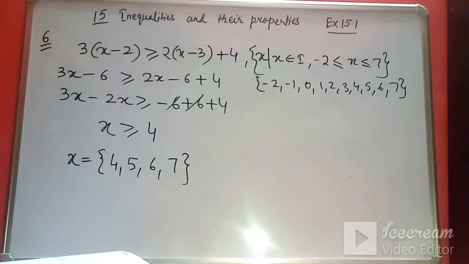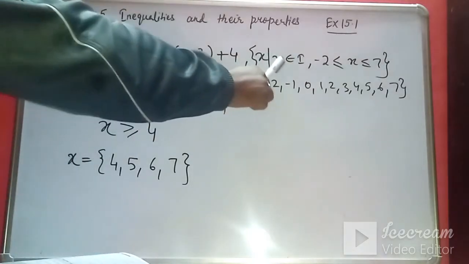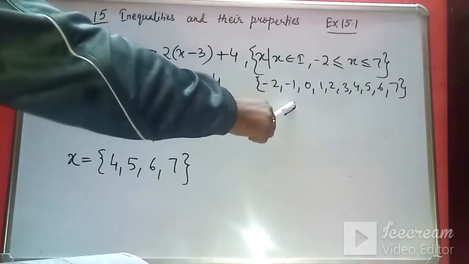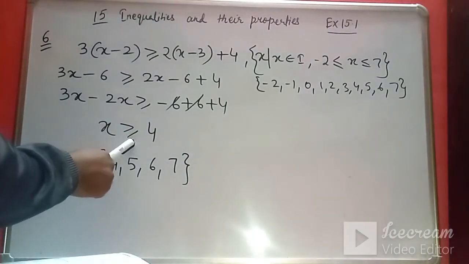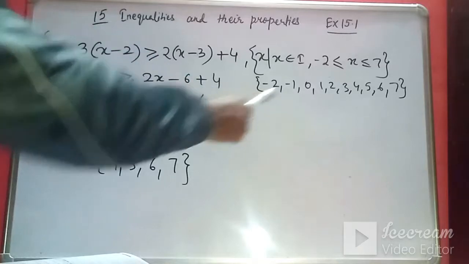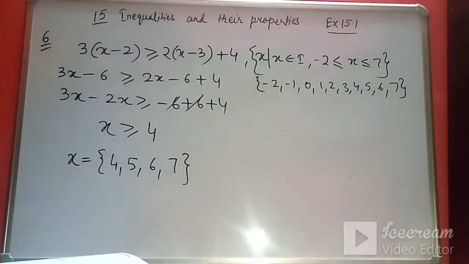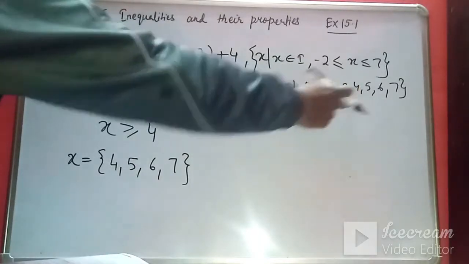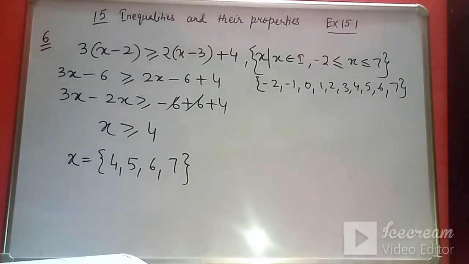Okay, so in these types of questions, you first write the elements of the replacement set. Then whatever solution you are getting, you take the intersection of this solution set with the replacement set. So we have to take only these values. So our answer will be 4, 5, 6, 7.